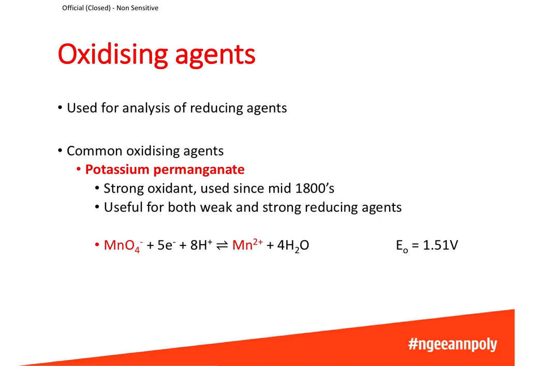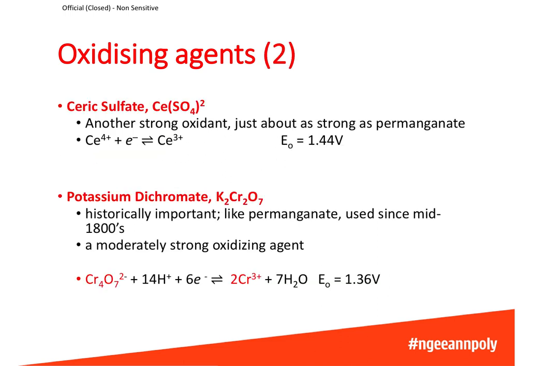Oxidizing agents are used as titrants when the analyte is a reducing agent. A common oxidizing agent is potassium permanganate, which is a strong oxidizing agent, and it has been used for a very long time. It is useful for titrating against weak and strong reducing agents. Cerate sulfate is another strong oxidizing agent, and it's just about as strong as permanganate.